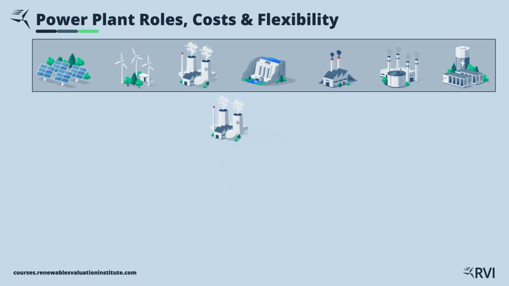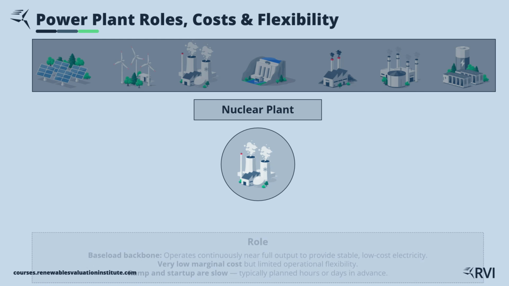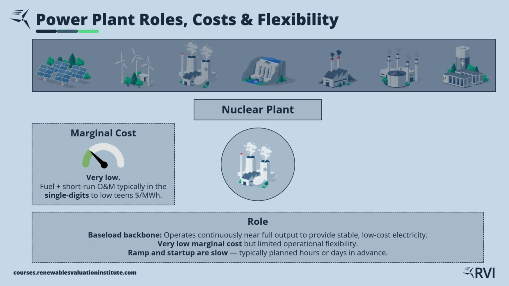Let's start with nuclear. In the dispatch world, this is the classic baseload unit. Steady, predictable, designed to run almost all the time. Nuclear carries the 24/7 floor of demand. In our Excel console, it's the big block that never leaves the left side of the stack. On a marginal cost basis, nuclear is very low. Fuel plus short run operations are typically in the single digits to low teens dollars per megawatt hour. That's why late at night, when demand is low, nuclear often sets the price.